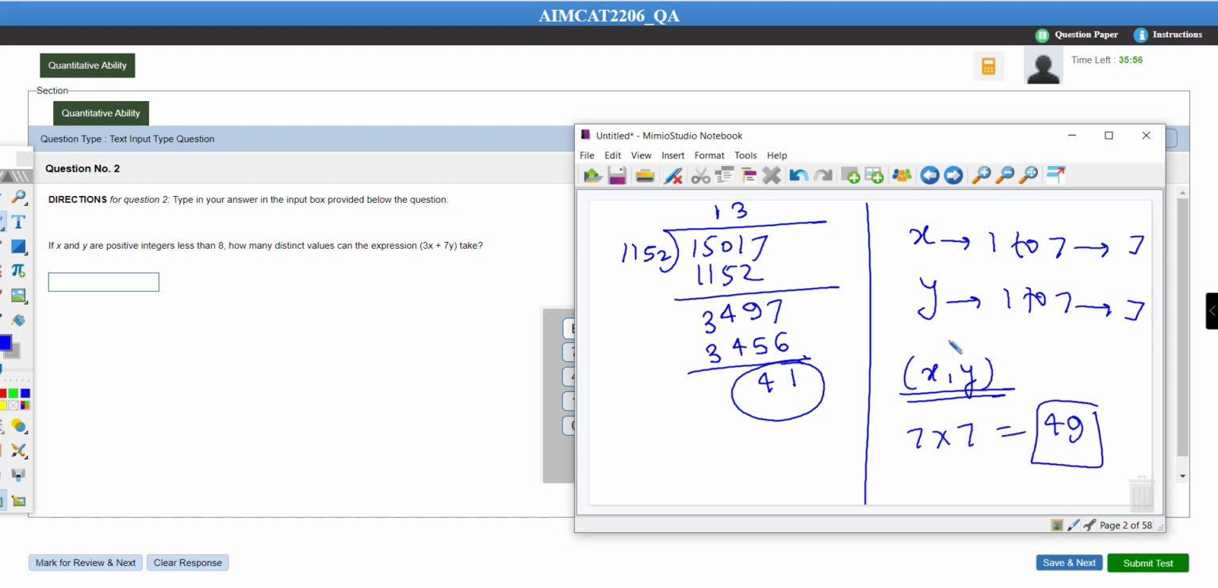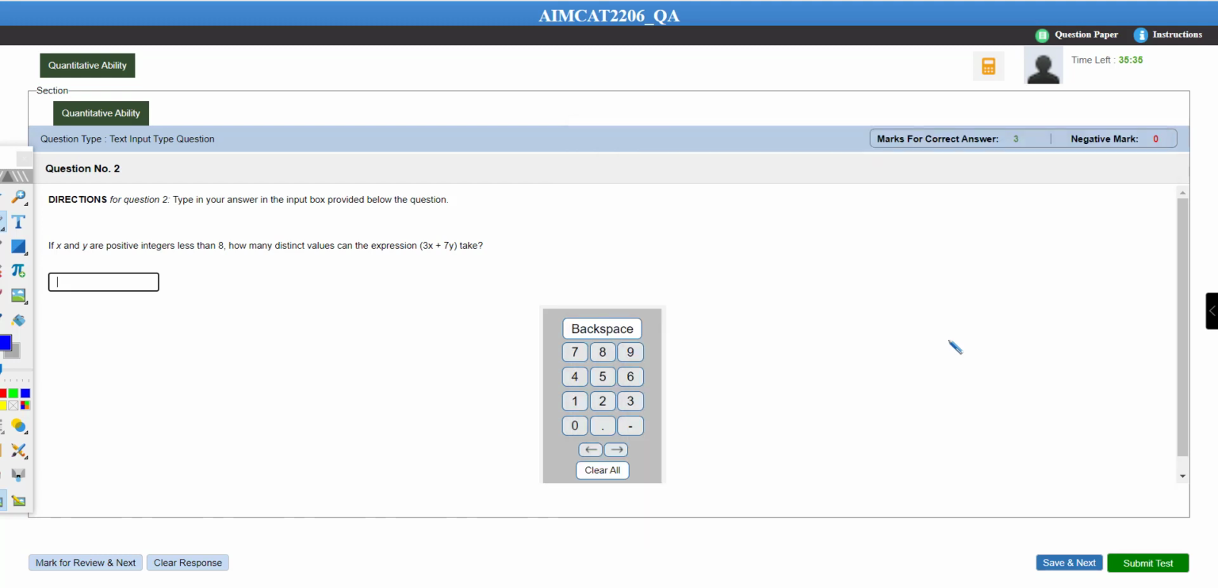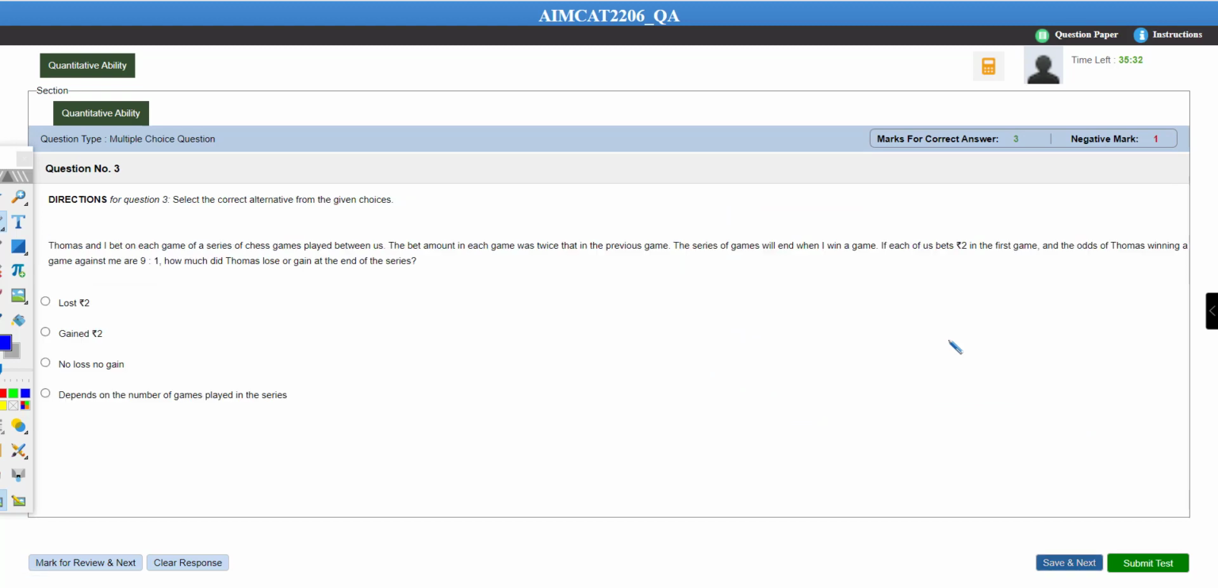But we want distinct values of 3x plus 7y. So it is possible that for some different pairs of x and y the value will be the same. It may be possible or not. It is risky, but this is a tough question. What I will do is mark 49, whether it is correct or wrong. So 49 different pairs of x comma y we can form. Now let's move ahead.